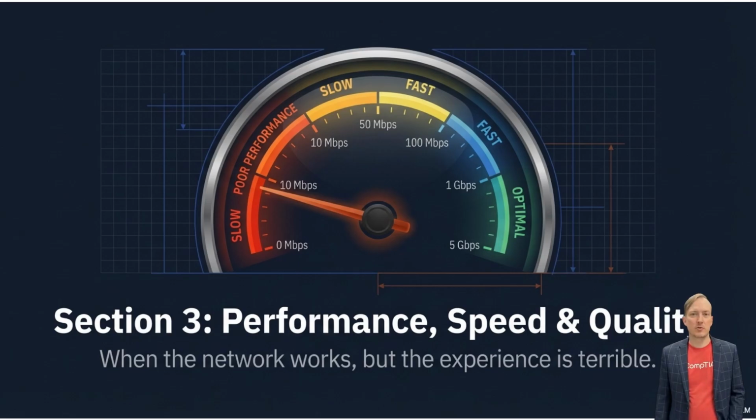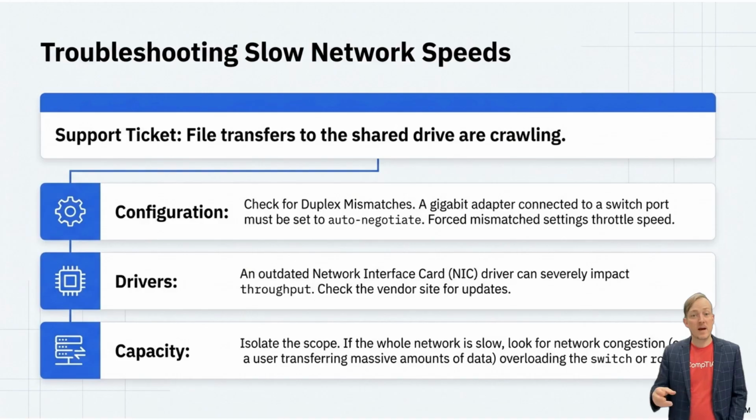Now we enter section 3, performance, speed, and quality. This is when the network technically works, but the user experience is terrible and slow. If file transfers to a shared drive are crawling, check 3 main things. First, configuration, check for duplex mismatches. A gigabit adapter connected to a switch port must be set to auto-negotiate, as forced mismatched settings throttle speed. Second, drivers. An outdated NIC driver can severely impact throughput, so check the vendor site for updates.